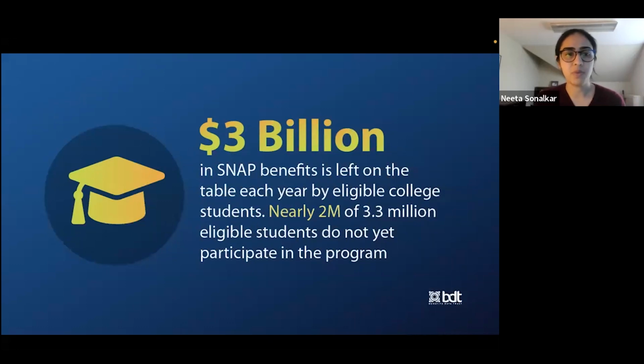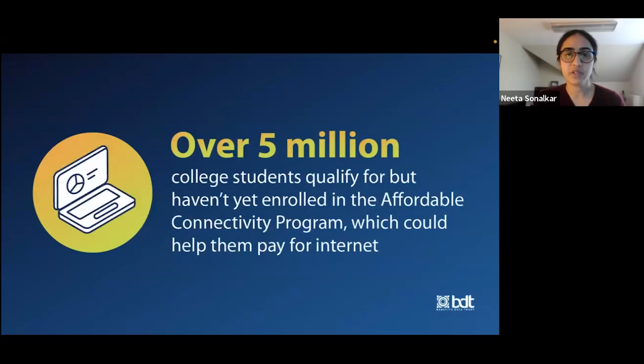So what can we do to help? We know benefits has a role to play, but like the $80 billion gap, there are gaps for students as well. Each year, $3 billion in SNAP benefits are left on the table by eligible students who don't claim the benefit. And similarly, over 5 million students actually qualify for the new Affordable Connectivity Program, which could help them pay for high-speed internet, which we know is such a critical resource for succeeding in the classroom.